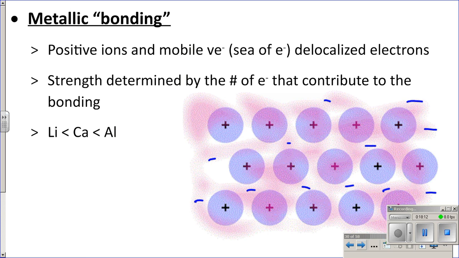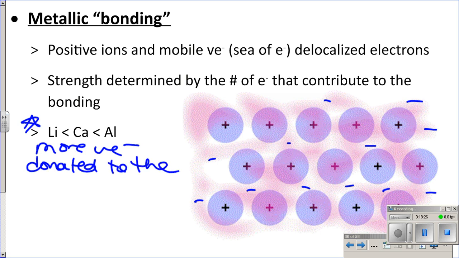The only difference is if we have to tell the strength differences between metallic bonds, so if you don't write anything, write this, okay? The more valence electrons donated to the sea of delocalized electrons, the stronger the bond.